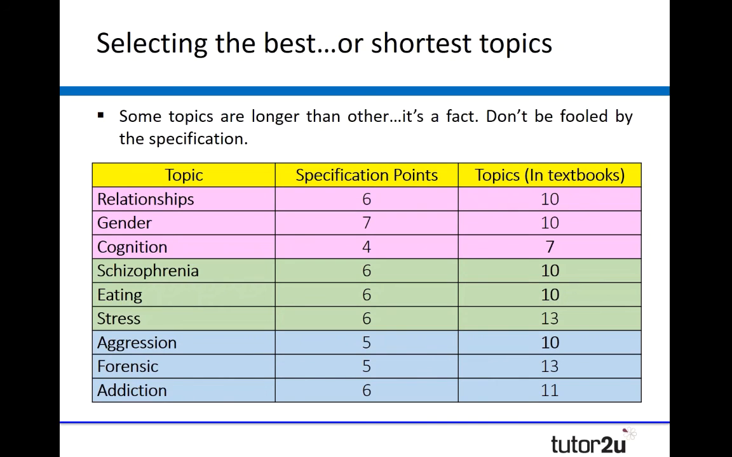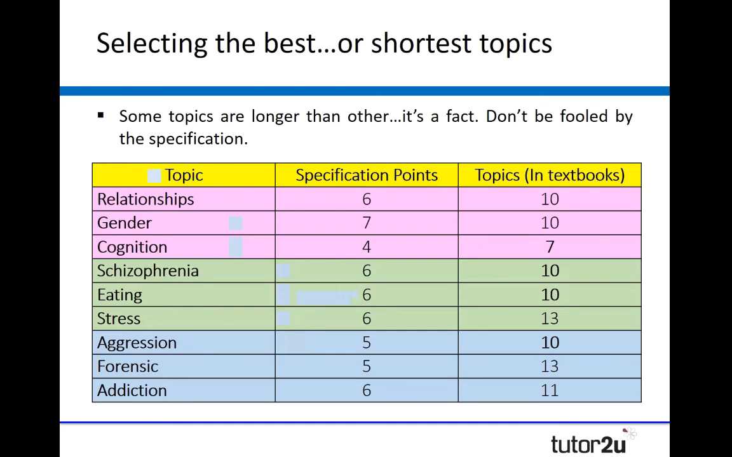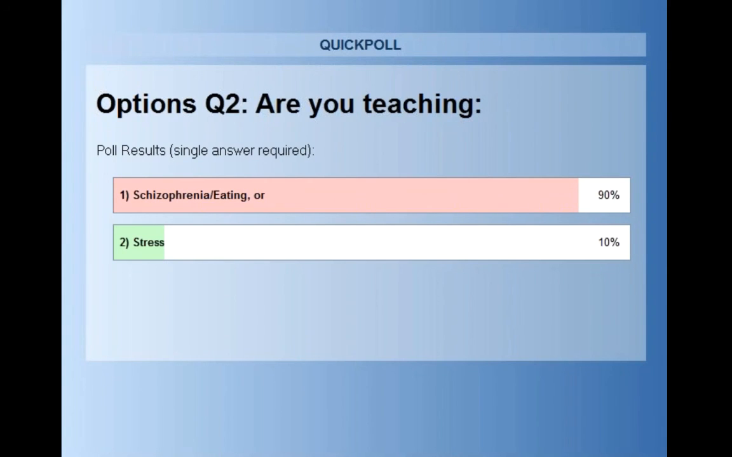Again, we'll quickly do the same. As you'll notice, schizophrenia and eating behaviours are both 10 topics each compared to stress, which is 13. Again, I'm just curious, who's chosen schizophrenia or eating, and who's chosen stress? Okay, exactly as I thought. I had assumed that most people would have gone for schizophrenia or eating in that case.